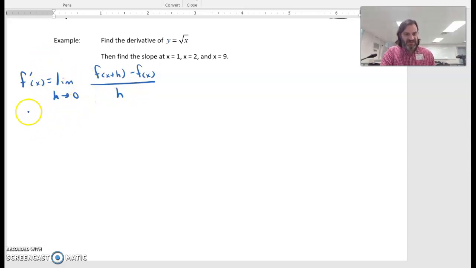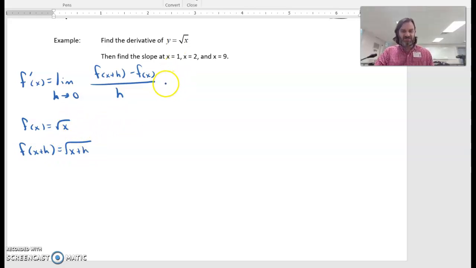So let's fill things in here. f of x is given. f of x is just square root of x. f of x plus h is just square root of x plus h. So let's see what happens when we plug those in.